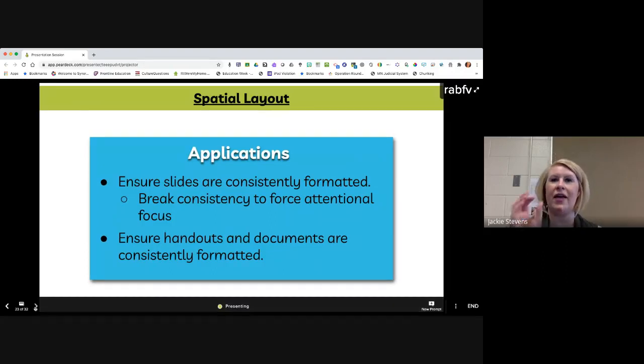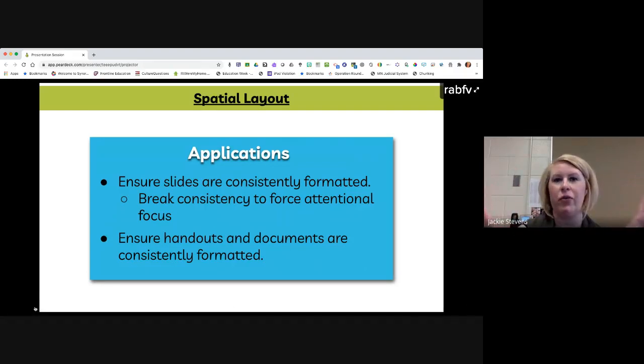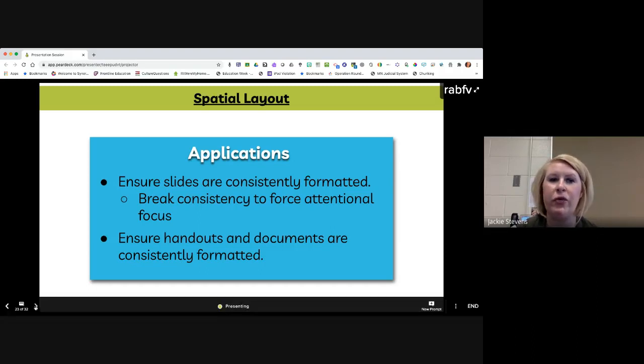If you need, again, that quick little engagement, you might have a random slide that doesn't follow the rules. Maybe it's another one of those attention-grabbing images, but it breaks the consistency and it forces their attention to come back. So if you feel like there might be a part of your lesson, partway through, where kids are getting restless and you need to shake things up a bit, you can break the consistency. But otherwise, a consistent spatial layout will give your students more room in their brain for what you are teaching them, which is fantastic.